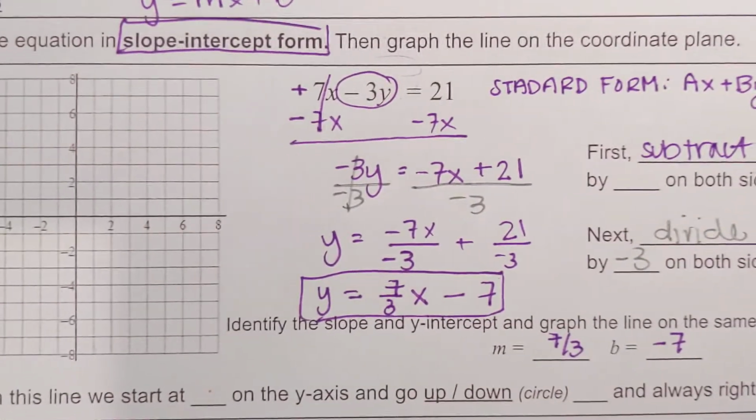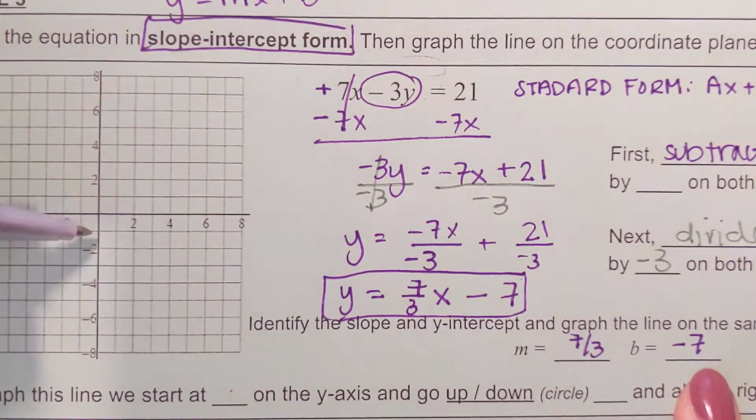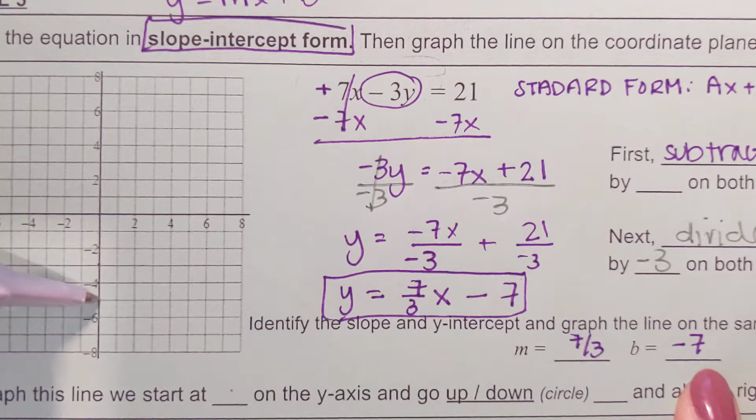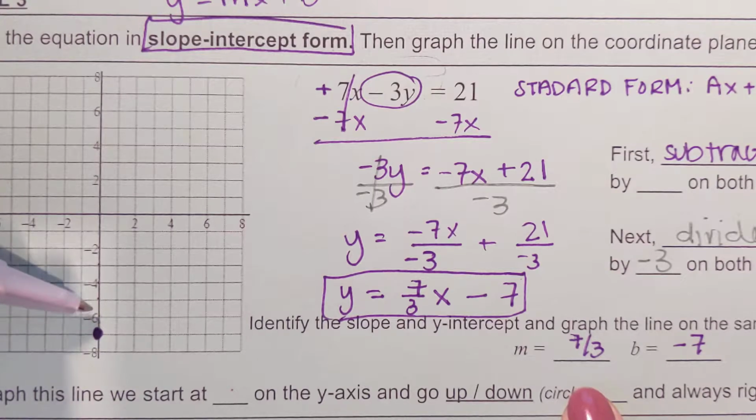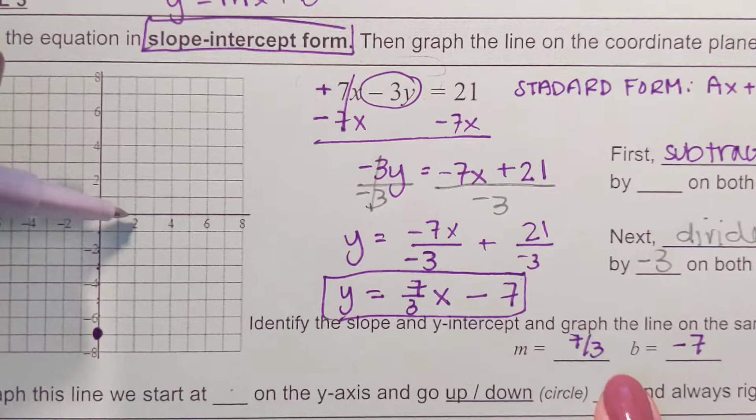So I'm going to go to my y-intercept at -7. 1, 2, 3, 4, 5, 6, 7. And then my slope is positive 7 over 3. So my rise is 7 and my run is 3. So I'm going to go up 7 and then right 3.